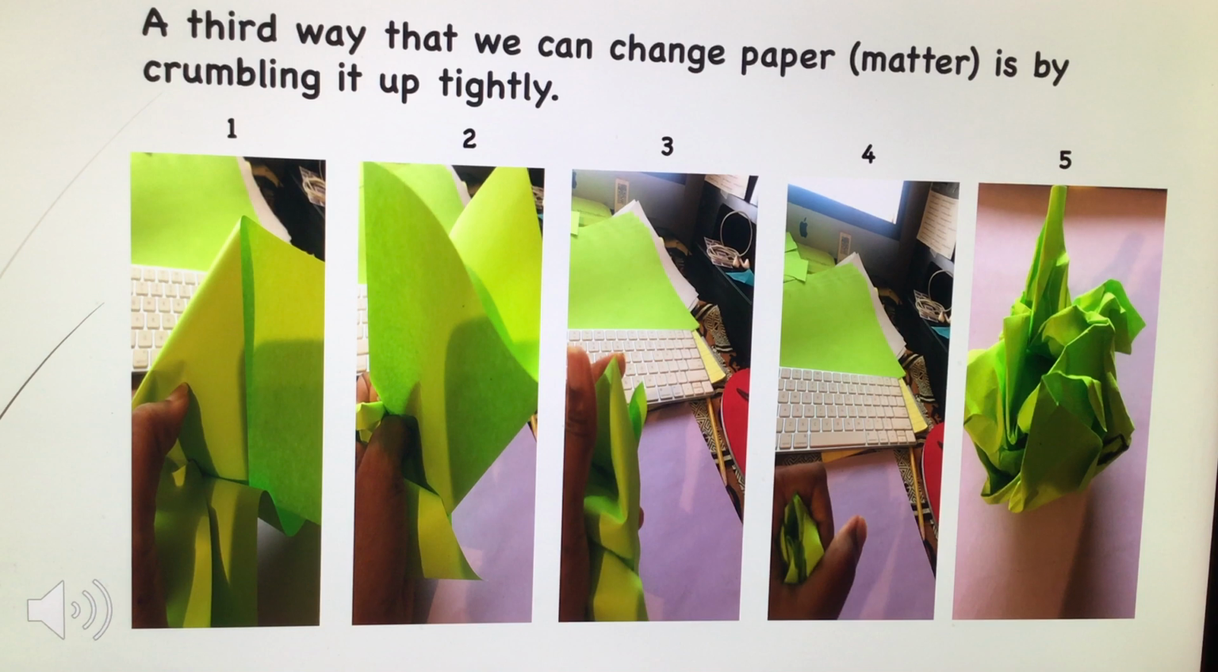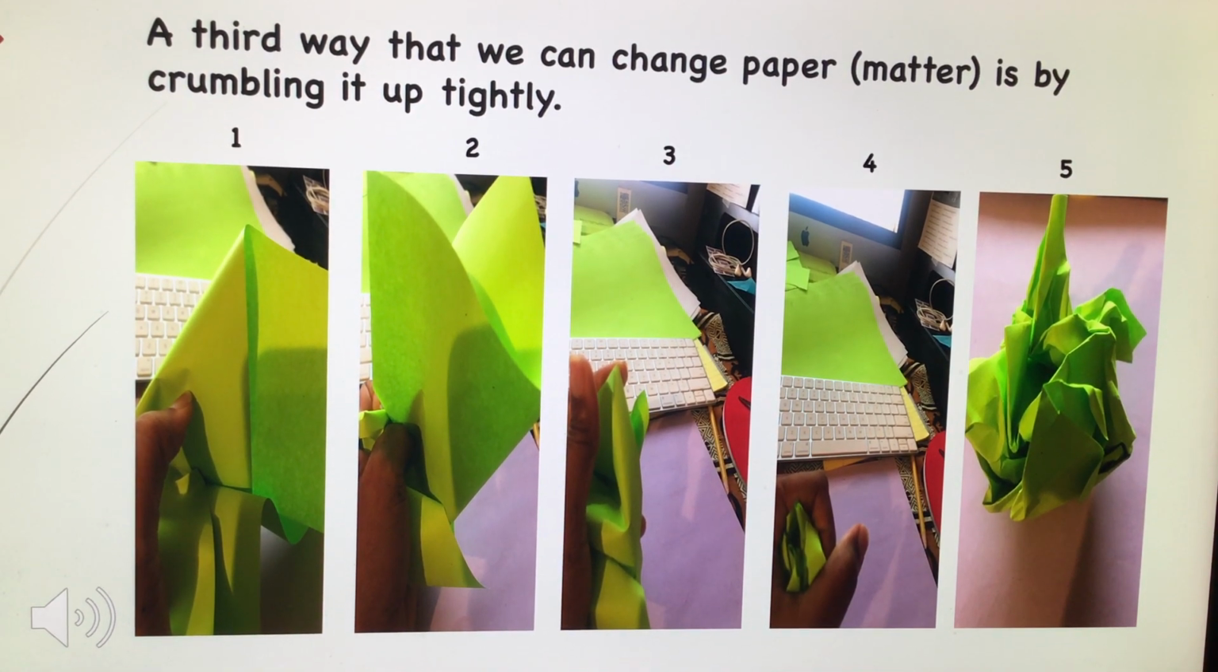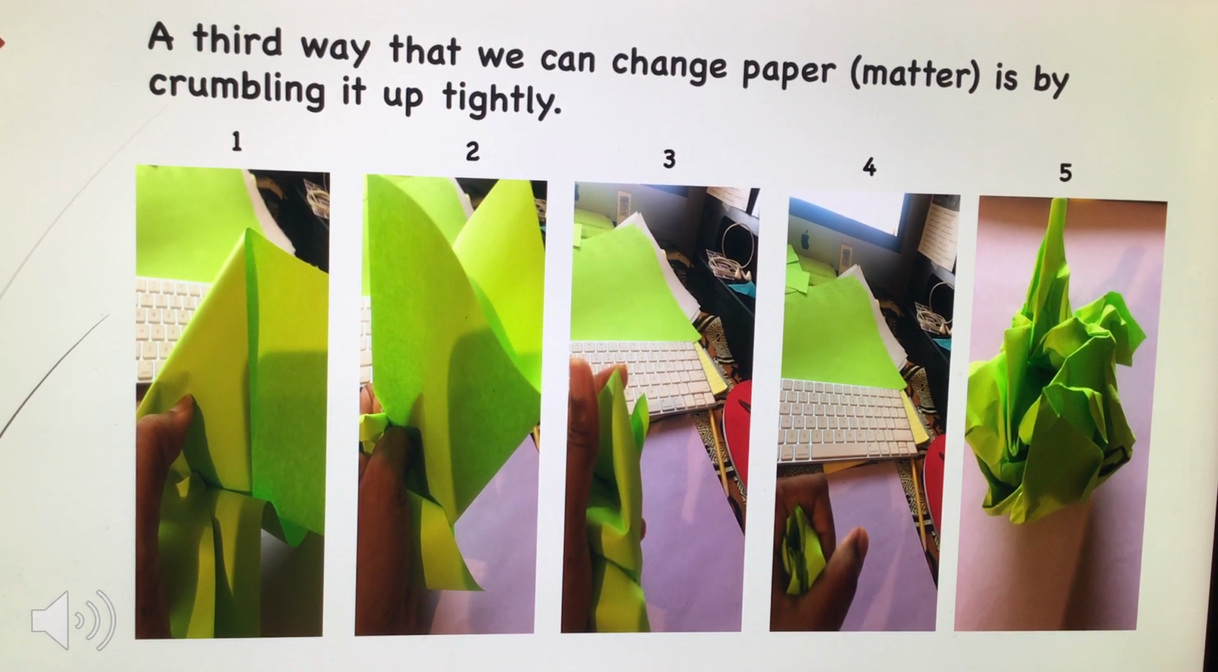What did you predict? What did you predict that we would do to change the paper so that we can get a third example of how you change matter? Well, a third way that we can change the paper or matter is by crumbling it up tightly.